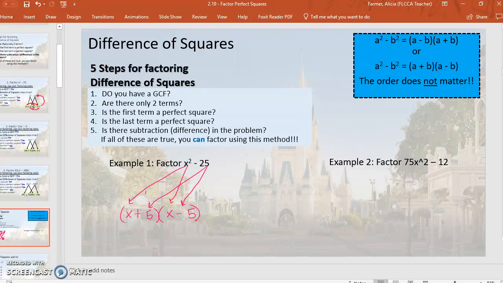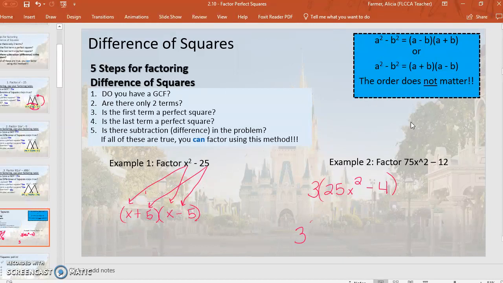So let's do the second one. This guy. Do you have a GCF? Well, at first when I looked at this, I was like, all right, 75 is not a perfect square, and neither is 12. But maybe because they're not as simplified as possible, because there is a number that goes into both, and that number is 3. So if I take 3 out, 75 divided by 3 is 25, and 12 divided by 3 is 4. Oh, there we go. 25 and 4 are both perfect squares, so let's go ahead and do this.